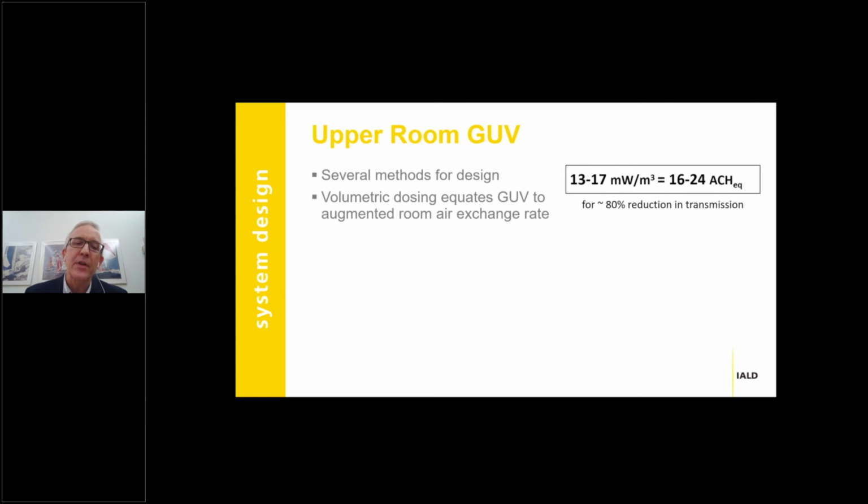Studies have found that delivering 13 to 17 milliwatts of UVC radiation into the upper air of the room for every cubic meter of room air has the same effect as 16 to 24 air changes per hour and can reduce the transmission of pathogens in the room by approximately 80%. So this becomes a fairly easy calculation. Based on the total UVC output wattage from the manufacturer's radiometric test report and the total room volume, you can determine the number of units required and arrange them for uniform coverage to achieve the equivalent of a room designed for infectious control while using fairly standard rates of air circulation.